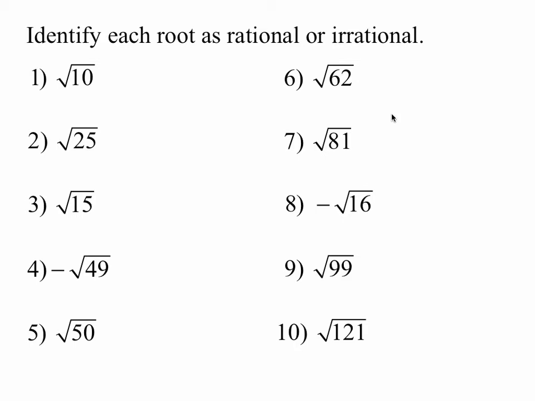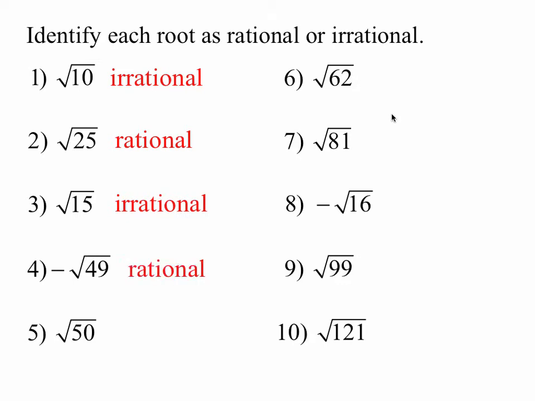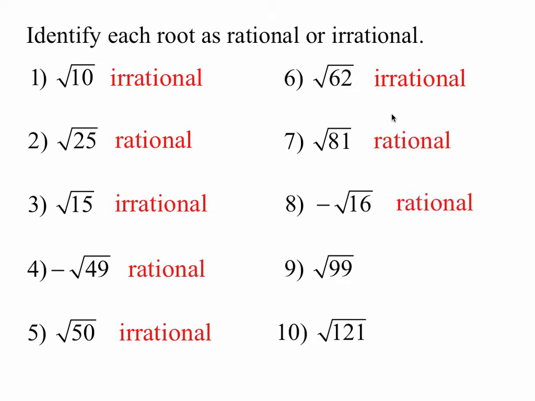Remember, the irrational numbers are the ones that are not perfect squares. So number 1 would be irrational. Take a minute, pause the recording, and just state whether each of these are rational or irrational. Now check your work. Number 2 is rational. Number 3, irrational. Number 4, it's rational. Number 5, negative roots are rational. Number 5 is irrational. Number 6, irrational, where number 7 is rational. Number 8 is rational. Number 9 is irrational, and number 10 is rational.